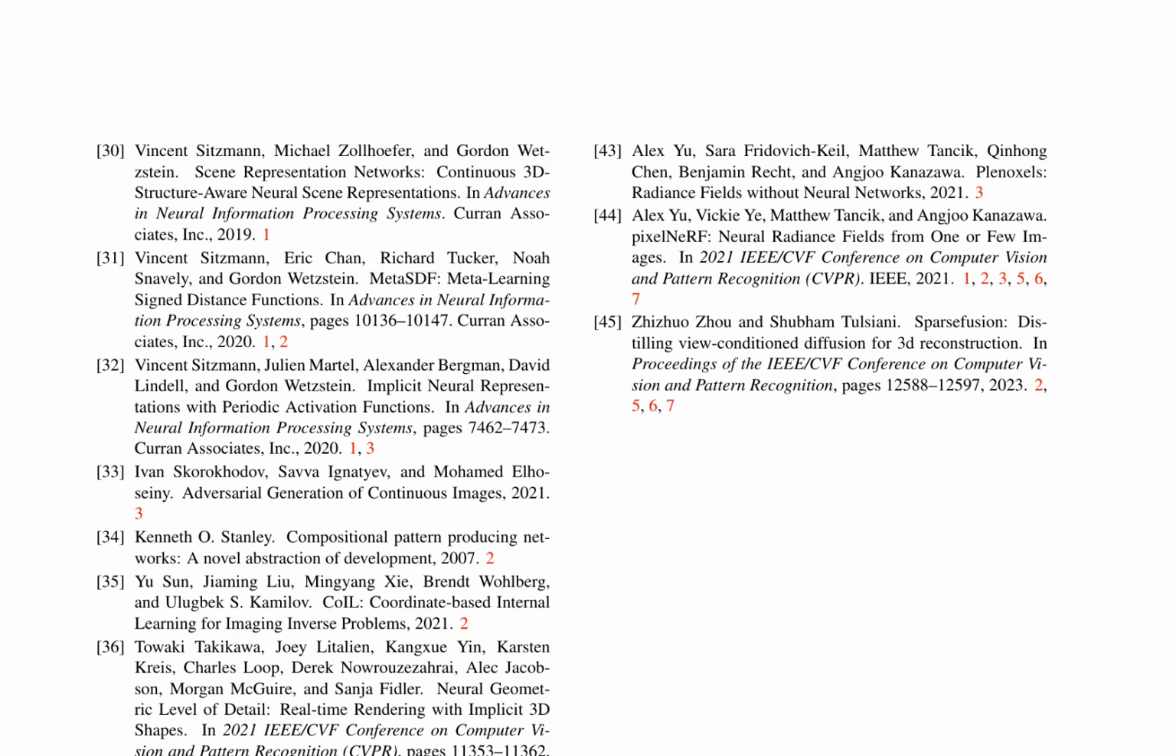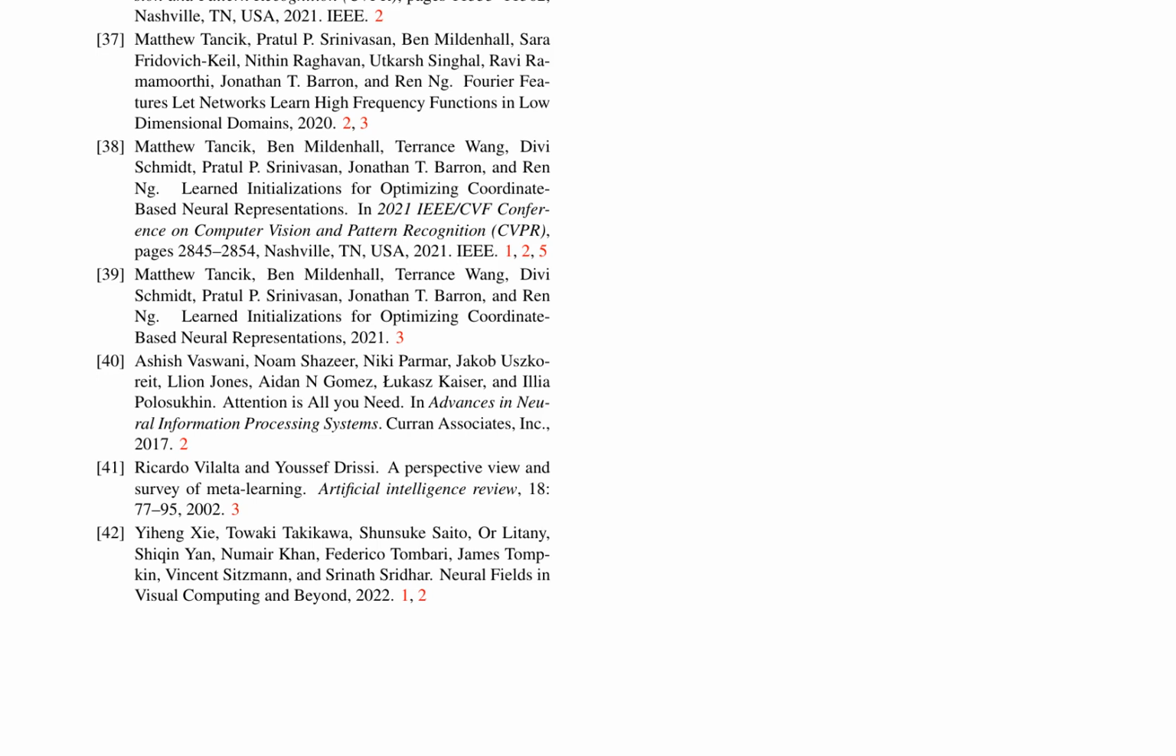The paper begins by discussing the importance of scene representation networks, which are continuous 3D structure-aware neural scene representations. It highlights the work of Sitzmann et al. [30] and Sitzmann et al. [32], who introduced the concept of scene representation networks and implicit neural representations with periodic activation functions, respectively. These advancements have led to the development of novel methods for optimizing coordinate-based neural representations, as demonstrated by Tancik et al. [38] and Tancik et al. [39].